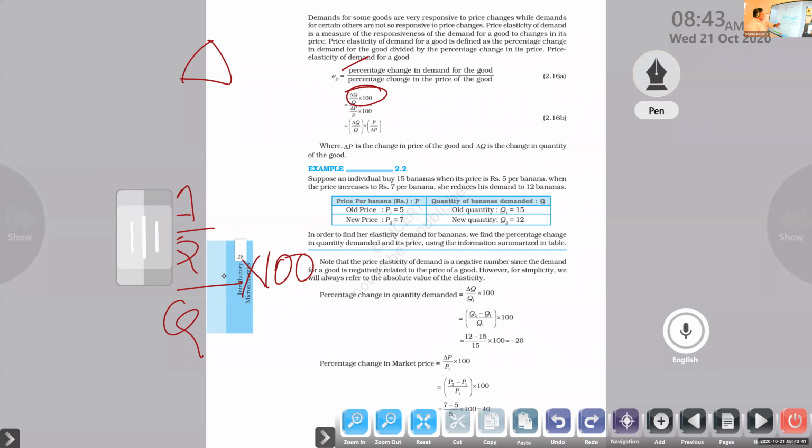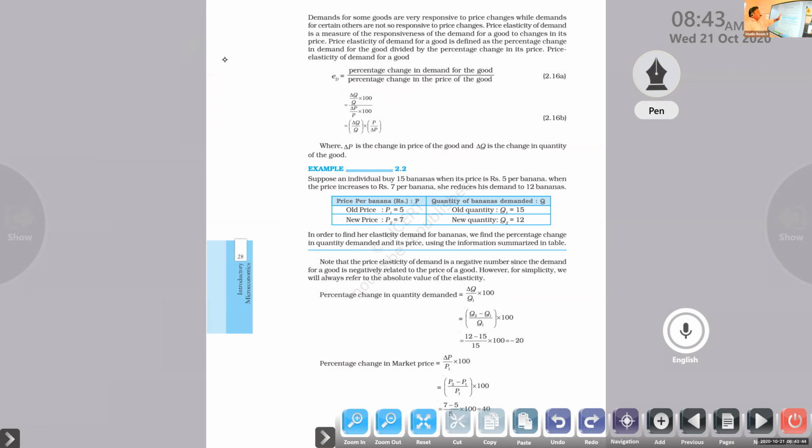This is divided by the percentage change in price. Delta P denotes the change in the price, delta P divided by the earlier price P, into 100. So we get the percentage change in the price of the good. We can simplify this: delta Q divided by Q into P divided by delta P, where delta P is the change in the price and delta Q is the change in the quantity of the good demanded.